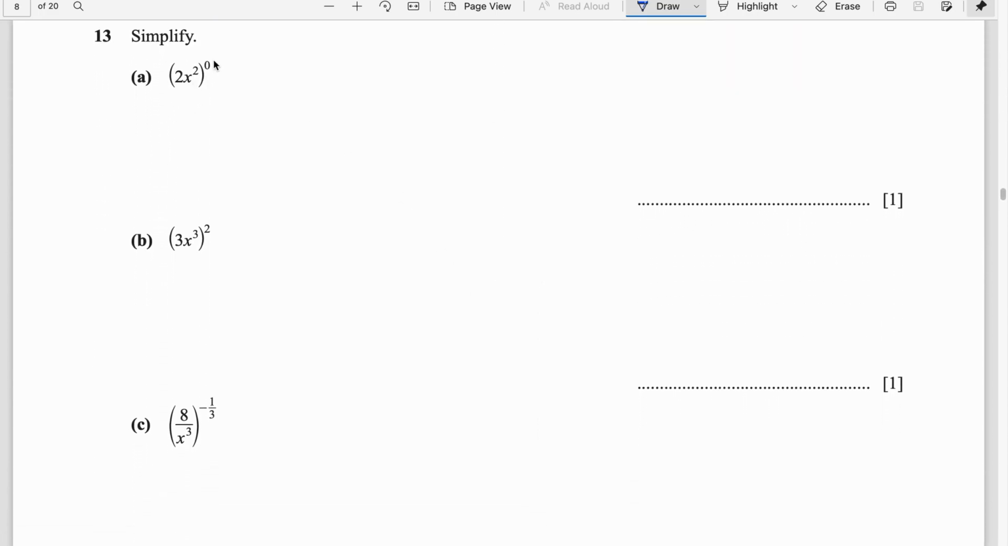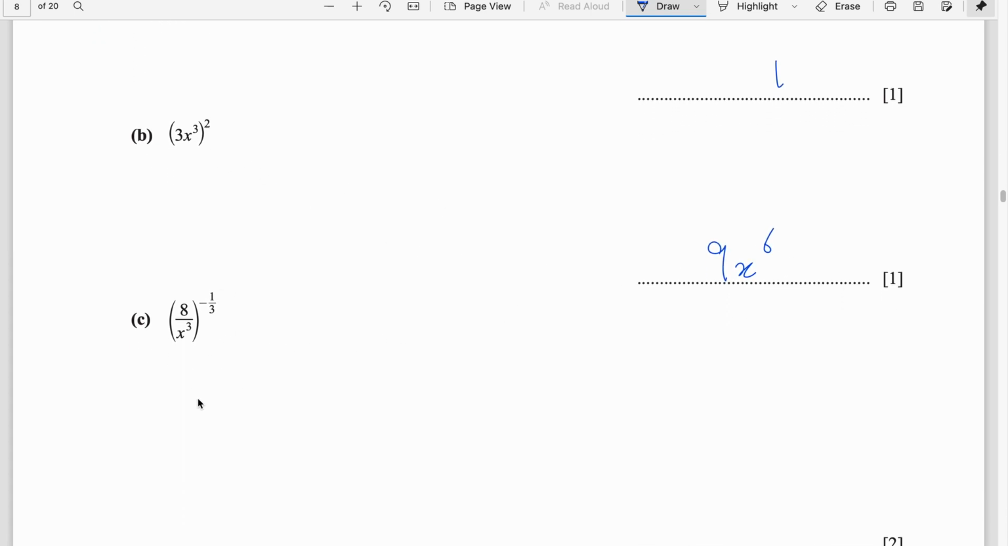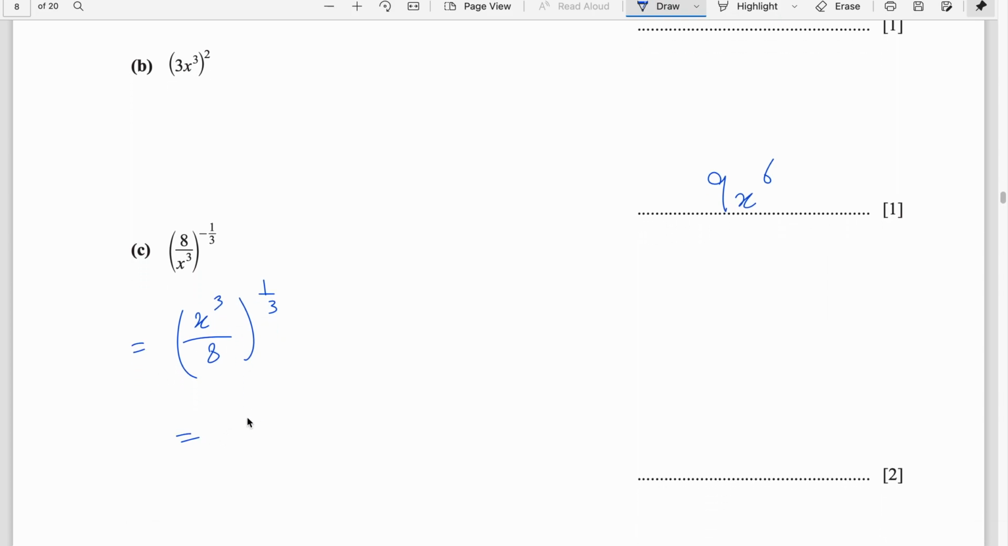Question 13. Simplify. Anything raised to power 0 is 1. 3 squared is 9. 3 two times is 6. Negative power, take the reciprocal, x raised to power 3 by 8. 1 by 3. 3 into 1 by 3 is 1. 8 cube root is 2. So x by 2.